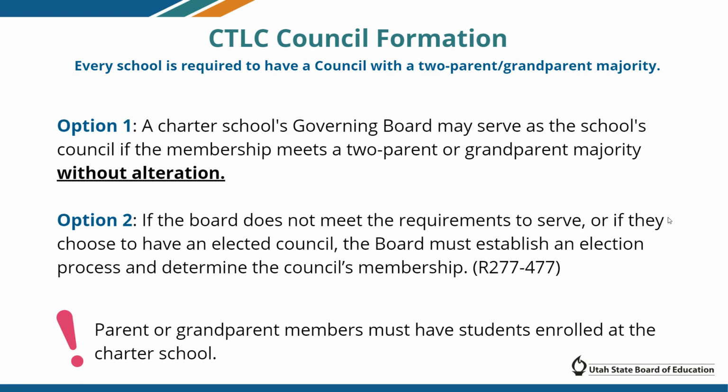Second, if your governing board does not meet the requirements or they choose to have an elected council, the governing board must establish an election process and determine the council's membership as stated in R277-477 of Utah's administrative rules. Regardless of which option your school chooses, every school is required to have a council with a two-parent or grandparent majority.